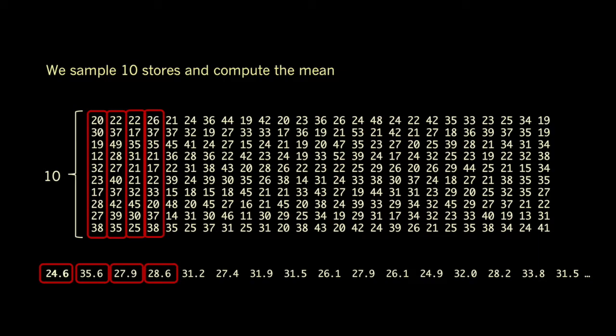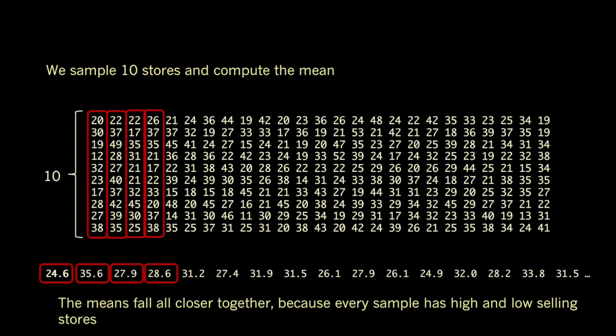But in general, when you get a sample, for every store with high sales, you are likely to pick up a store with low sales. So remember, the means fall all closer together because every sample has high and low selling stores, on average.